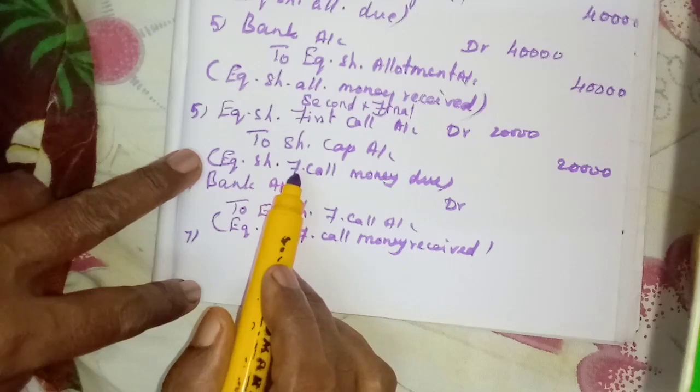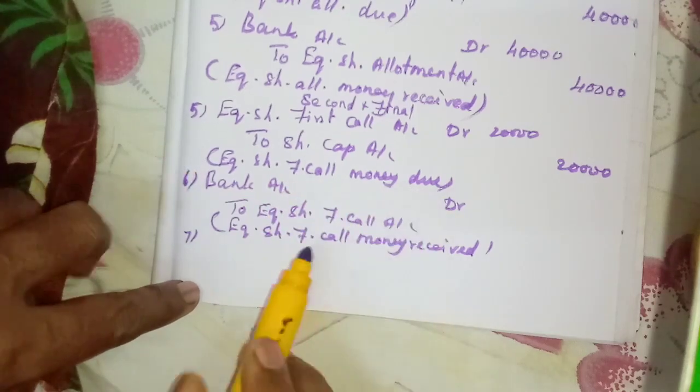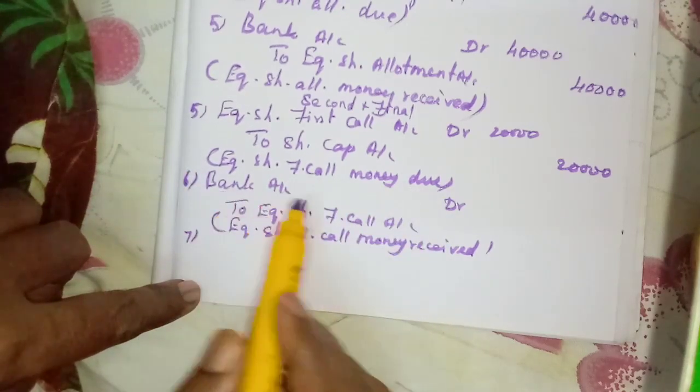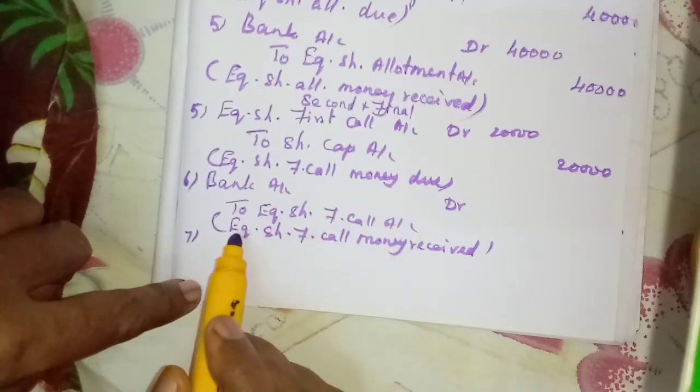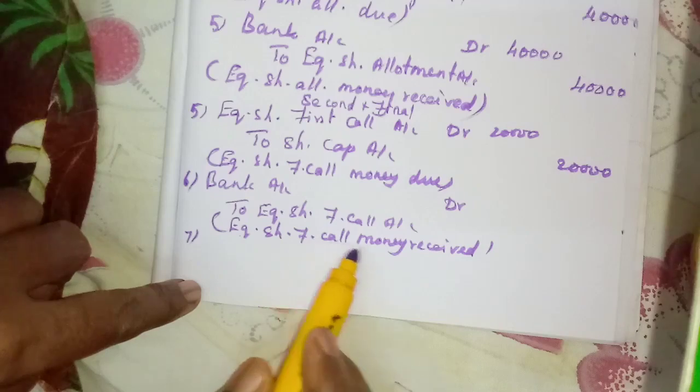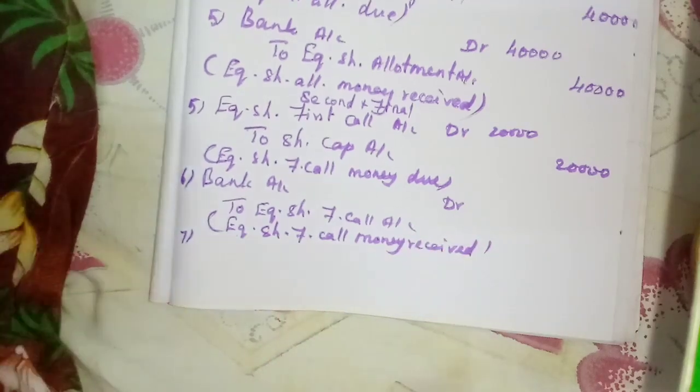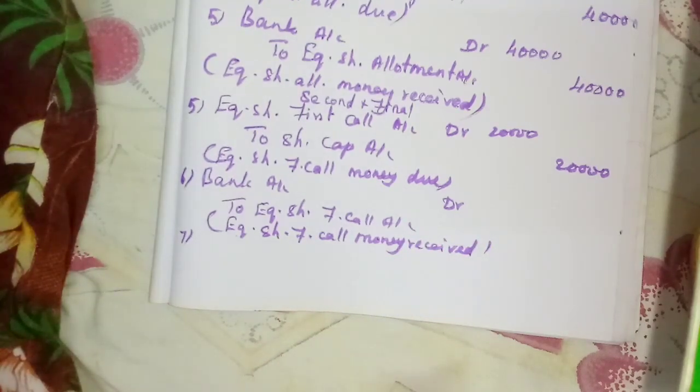Equity share second and final call money due. Okay, then next one, bank account debtor to equity share second and final call account. Equity share second and final call money received, that amount. Okay, so totally 8 or 6.